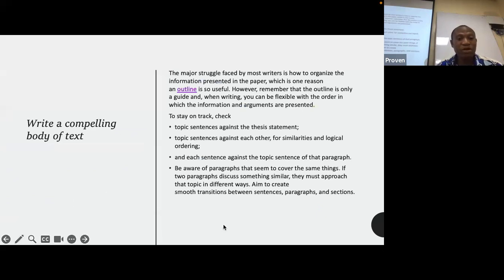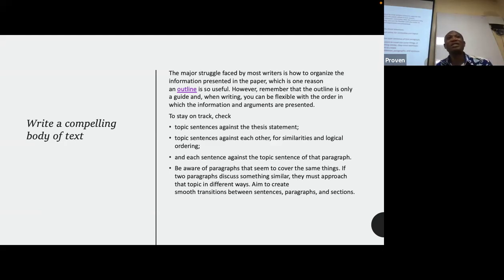Then also, while you are writing the body of the text, you need to make it compelling. That means you need to ensure that you're writing links between the various paragraphs in the work. Paragraph 1 and paragraph 2 should link. It shouldn't be disjointed. But mostly when you copy from various places and just dump them together, at the end of the day you read it and realize yourself that no, this is not linking, or it's not making sense.